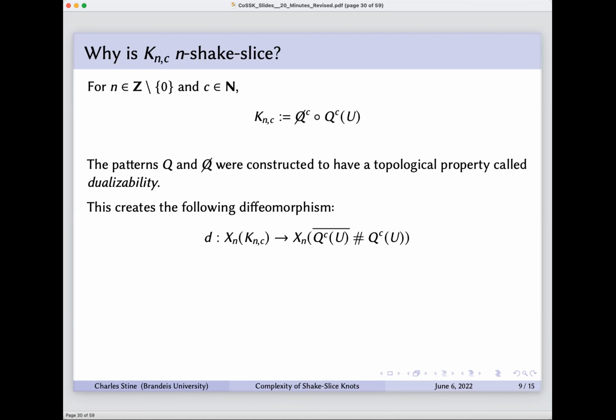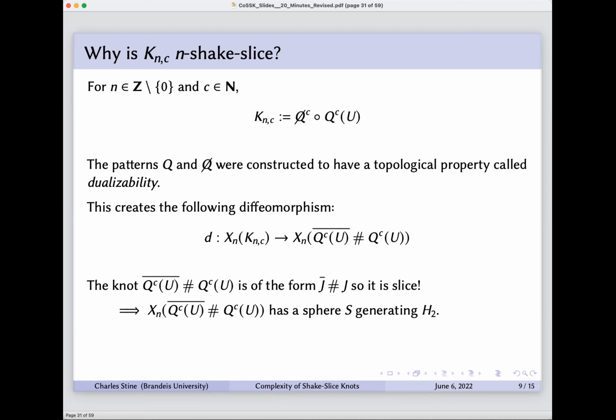Now, the thing to notice about the knot on the right-hand side of this diffeomorphism is that, in fact, it's of the form of a knot connected sum its mirror, which we know from studying concordance are always smoothly slice knots. And so, in particular, the trace on the right-hand side of this diffeomorphism is N-shaped slice for this very trivial reason. It's the trace of a slice knot.